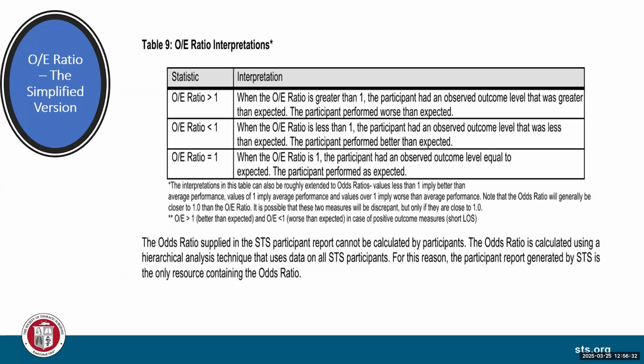So the main reason we provide two is because some surgeons like the odds ratio, some like the OE. So we provide both. But the interpretations as far as greater than 1, less than 1, and equal to 1 are pretty much the same for the OE and the OR.